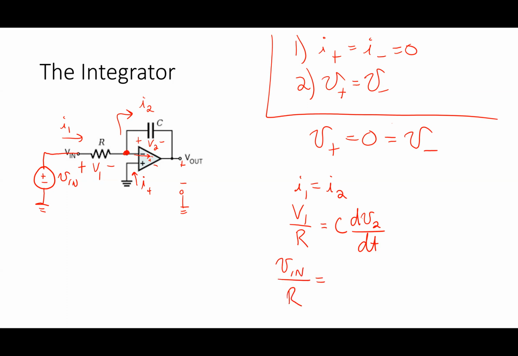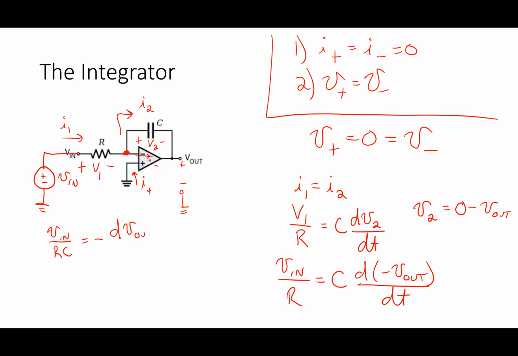What about the capacitor there? What's V2? Let's write V2 off to the side. What is V2 in terms of the node voltages? What's at the plus terminal? 0 minus V out. So that means that this is C times d negative V out by dt. All right. Or I can write that as Vn over RC. I'm going to write it that way. I brought the C over, equals negative dV out by dt.